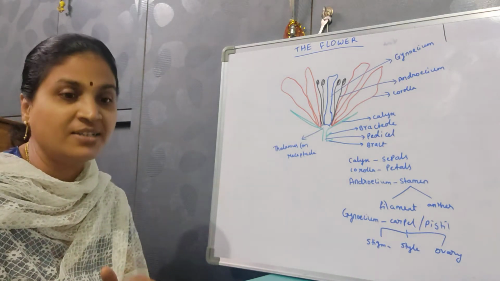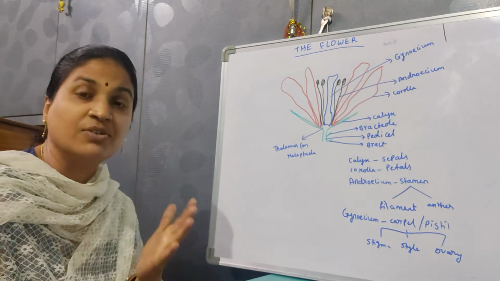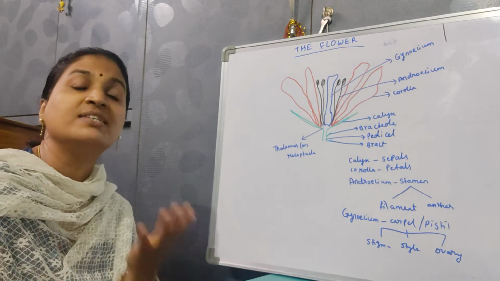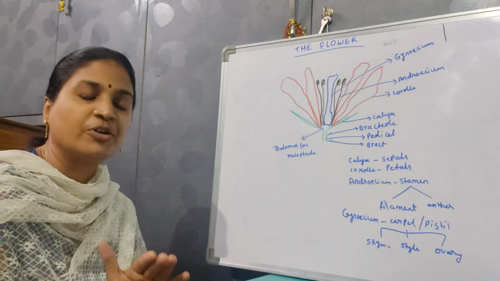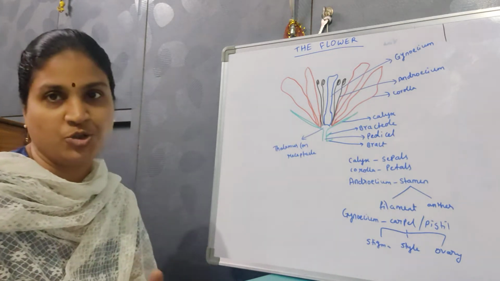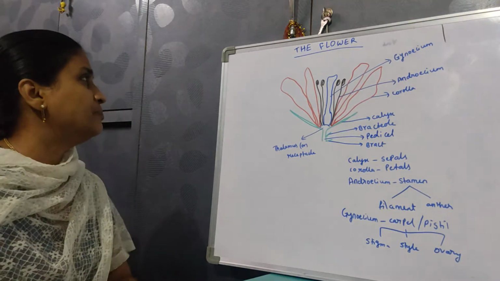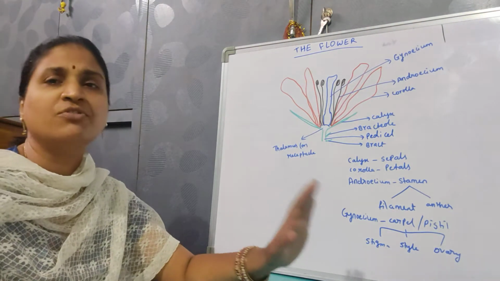Angiosperms are the flowering plants which bear flowers, and what is the flower useful for? The flower is the reproductive unit and it contains the reproductive parts. As it contains the reproductive parts, it's the reproductive unit of the angiosperms, flowering plants. Then it is useful for sexual reproduction, mainly for sexual reproduction.